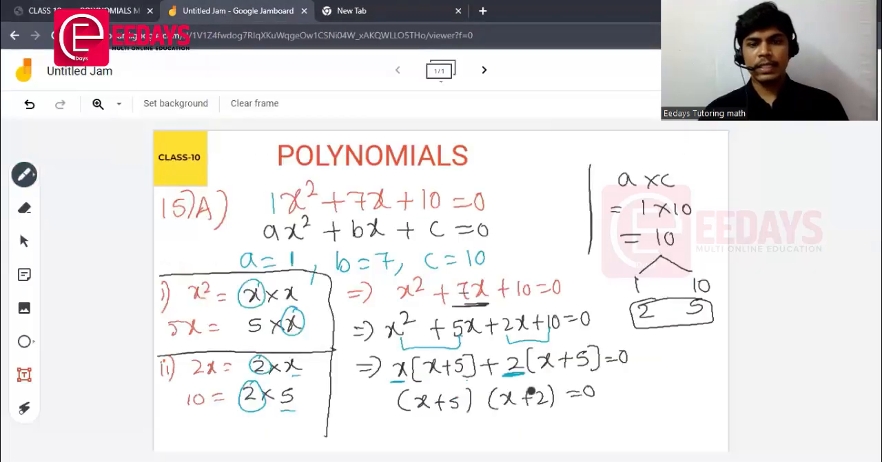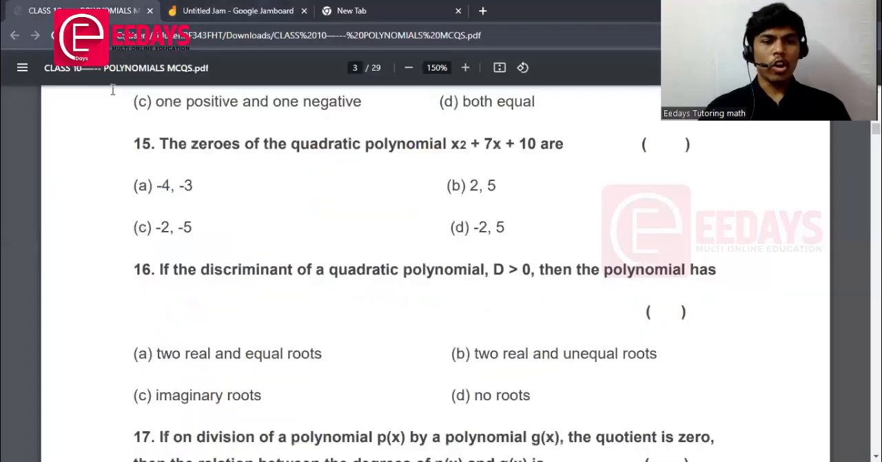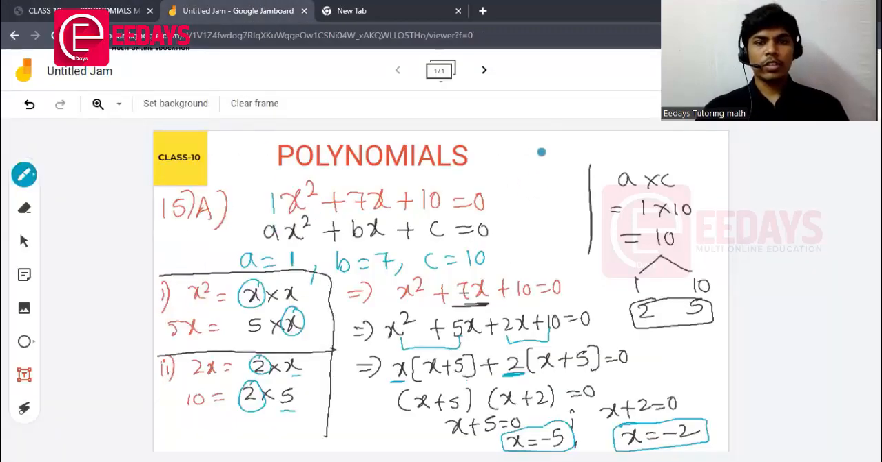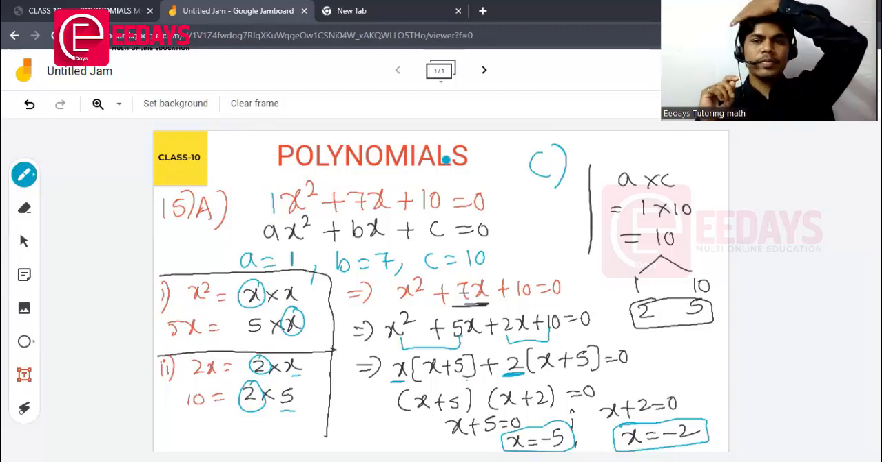So make them equal to zero: x plus 5 is equal to 0, and x plus 2 is equal to 0. So x is equal to minus 5 and x is equal to minus 2. These are the values of x I get. Minus 2 and minus 5 are there in option C, so option C is the correct answer. Both are negative. Hope you get my point.